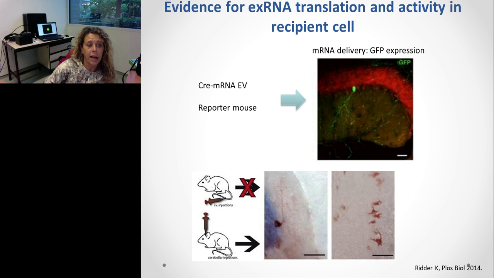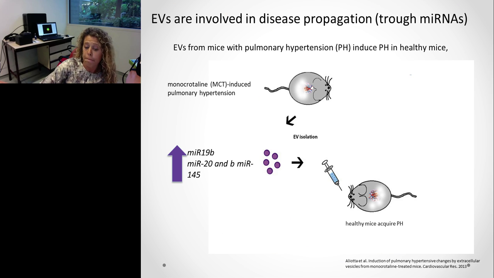So all this has a relevance in pathology, as it was shown that EVs may be involved in disease propagation. For instance, EVs from mice with hypertension that were administered to healthy mice could transfer the same hypertensive feature. And that's a very nice study from the group of Elliott and Rosenberg.